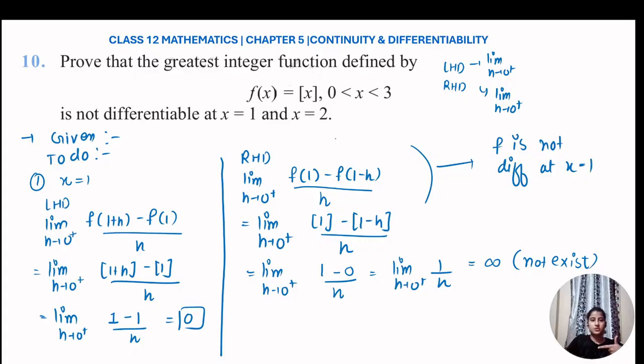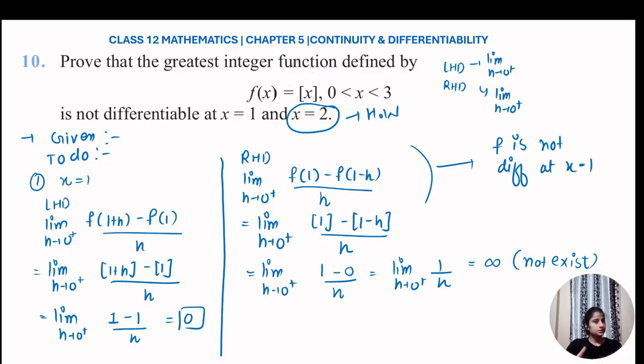Now the next step is to check that the function is not differentiable at x equals 2. So this is homework for you, because you have to do the same procedure, but the only thing that changes is your x. Instead of checking at 1, you have to check at 2. So done. Now I think this exercise 5.2 is completely complete. We have covered each and every question of this exercise.